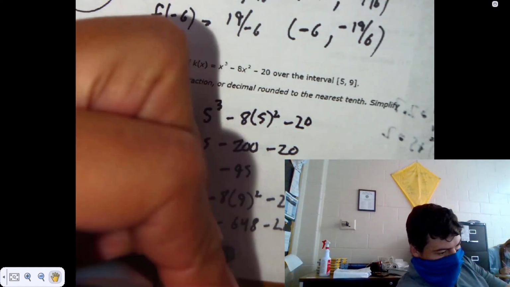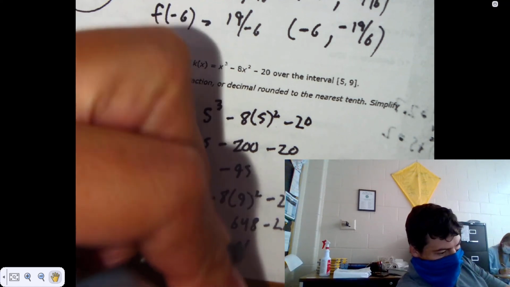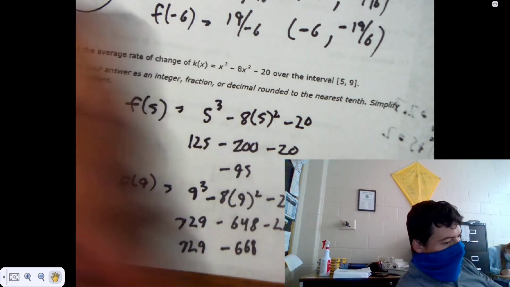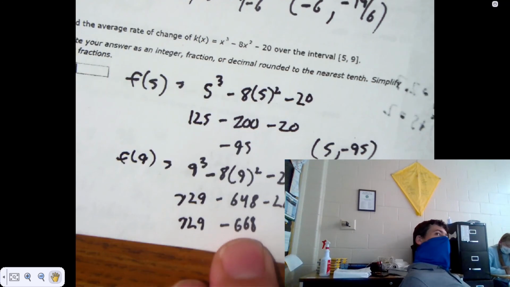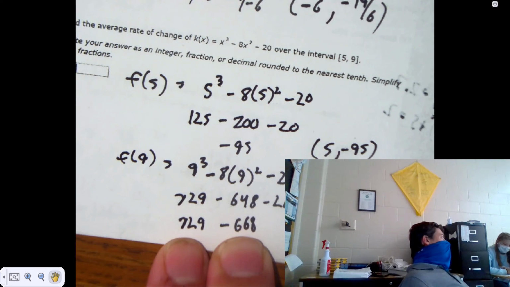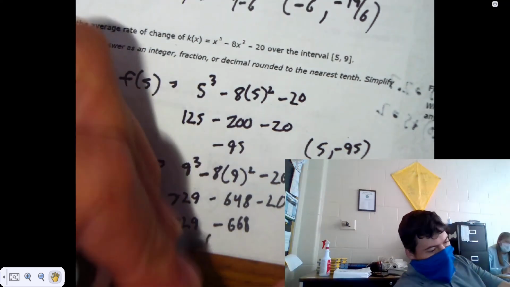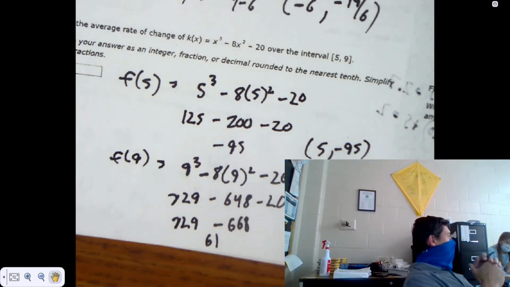Now, the last two pieces make a negative 668. And you got 729. How far away is 29 from 700? 29. How far away is 68, or 668 from 700? 32. What's 29 and 32? 61. Is that how y'all do math? That's how I do math.